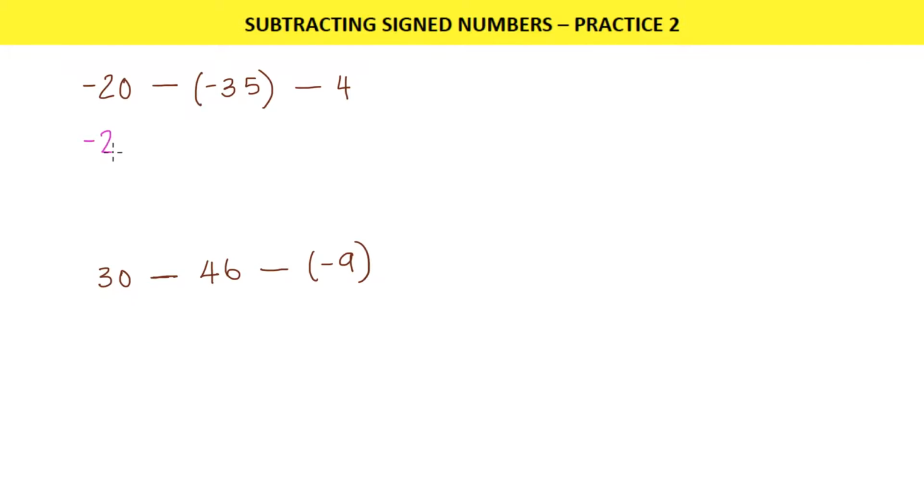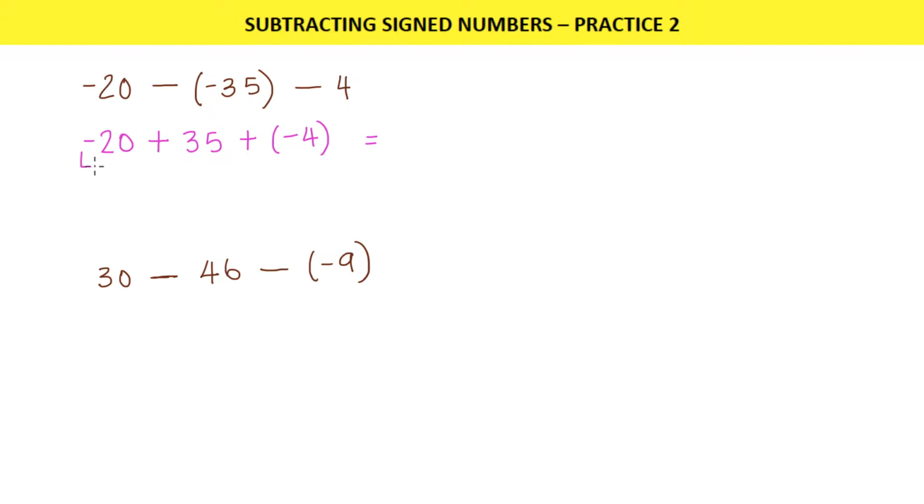Negative 20 stays as it is. And since negative 35 is being subtracted, we're going to add the opposite of negative 35. So add, what's the opposite of negative 35? It's positive 35. So we will add positive 35. And then since 4 is being subtracted, we'll add the opposite of 4, which is negative 4. Now since all of these are plus signs, we are adding everything. We can add it in any order that we want. So my preference is to add all the negatives separately and all the positives separately and then add them together.